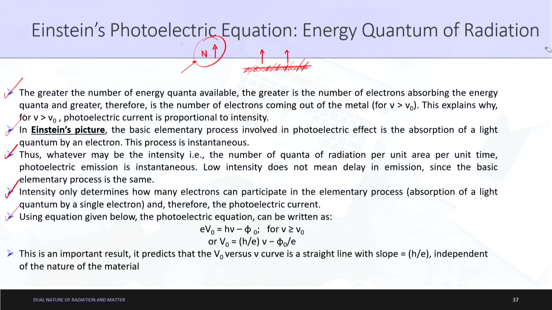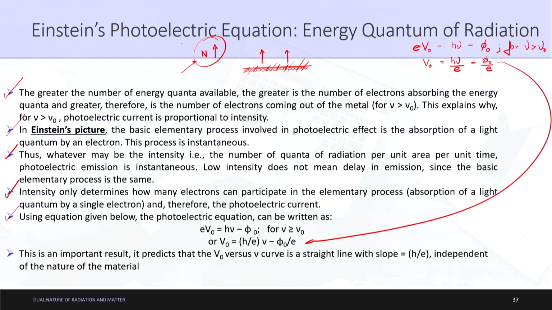It is basic mathematics, you can calculate it in your mind also. It is eV naught is equal to h nu minus phi naught, right. This is only applicable when nu is greater than nu naught. Why? Because if we use this equation for nu less than nu naught, then the value of Kmax will be negative, which is not possible. Just dividing by e, we get V naught equal to h nu by e minus phi naught by e. And that equation has already been written here.